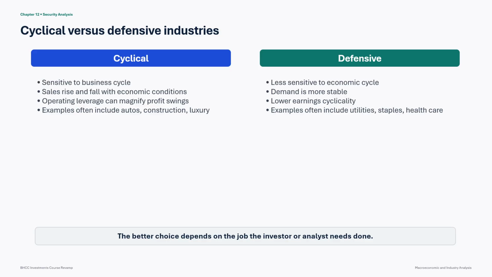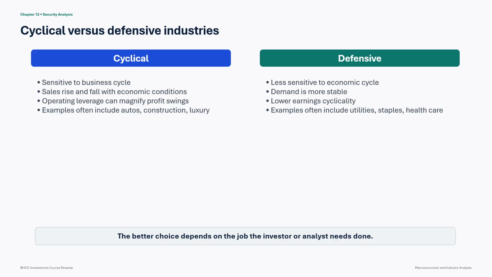Within a cyclical industry, one firm may have a strong balance sheet, variable costs, and a low break-even point. Another may be highly leveraged and dependent on perfect capacity utilization. Within a defensive industry, one company may have pricing power and recurring demand, while another faces private label competition and margin pressure. The better choice depends on the job the investor needs done. A portfolio seeking downside resilience may favor defensive cash flows. A portfolio positioned for early recovery may seek selected cyclicals, but the investor must still consider valuation. A defensive stock priced for perfection can be more dangerous than a cyclical stock priced for disaster.